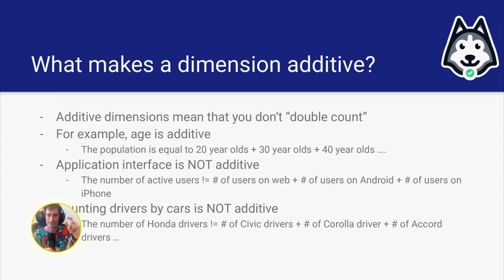Whereas if you slightly tweaked this, right, instead of the number of Honda drivers, you say the number of Honda cars, then you're fine because a car can't be 2 cars at the same time. But a driver can drive 2 different cars at the same time or in the same day.